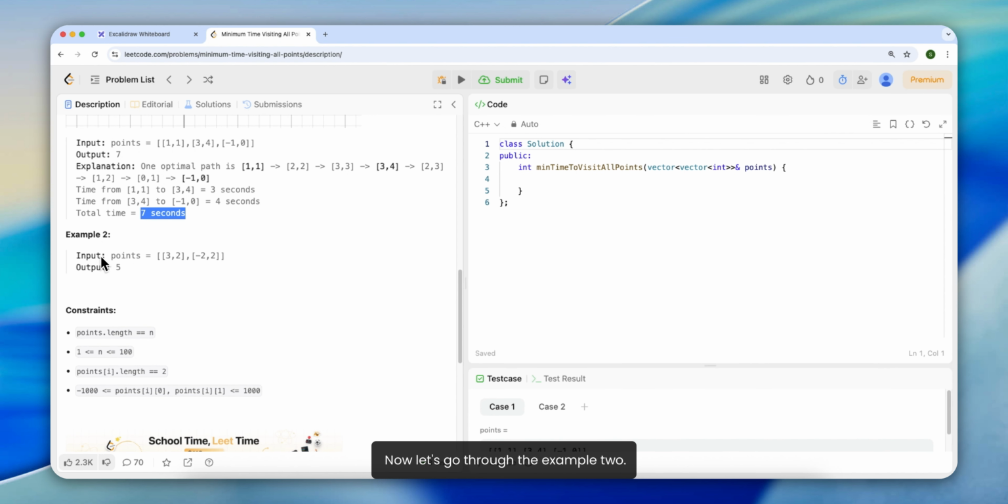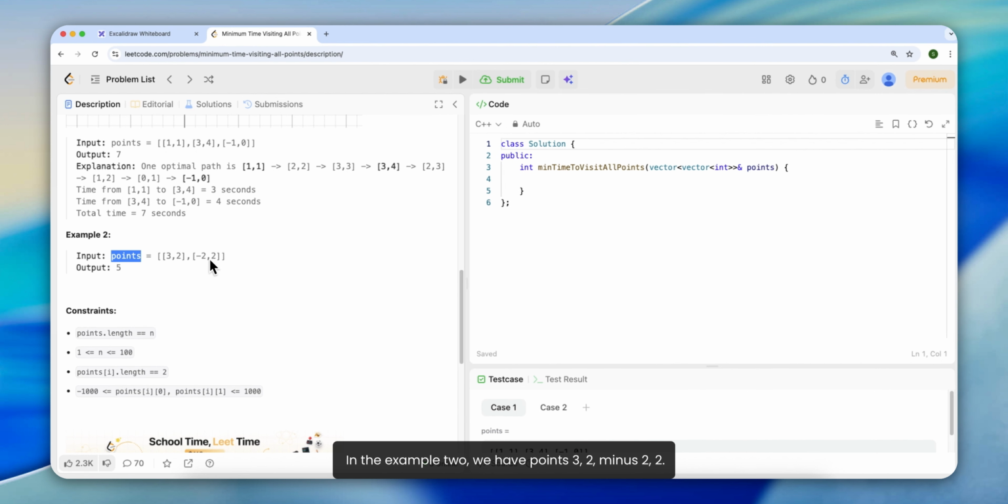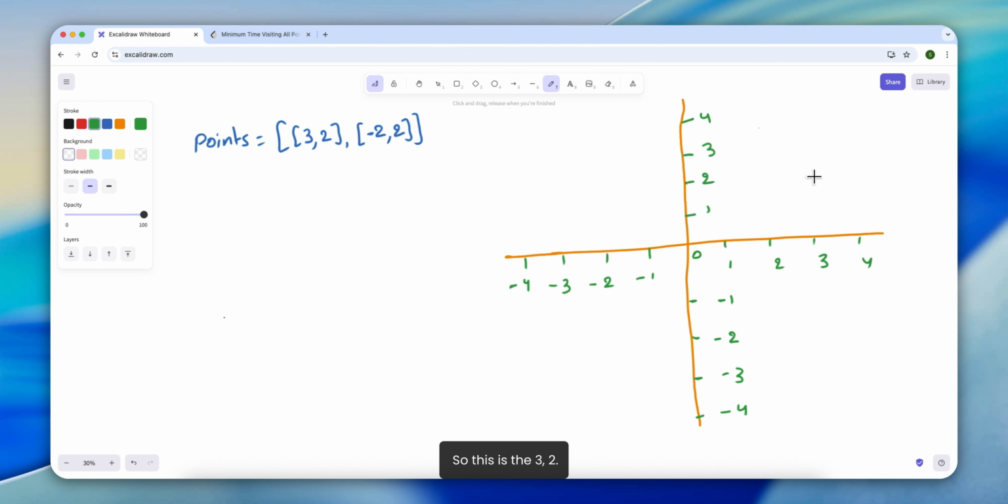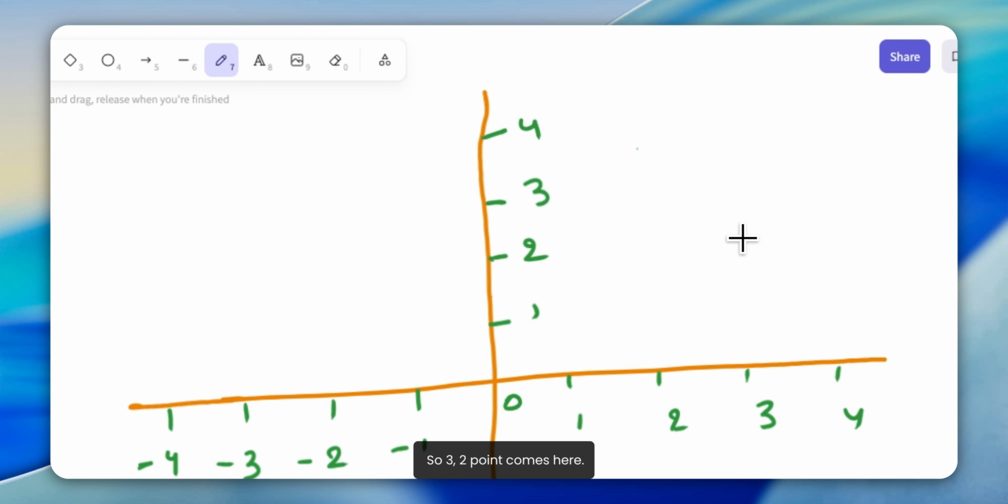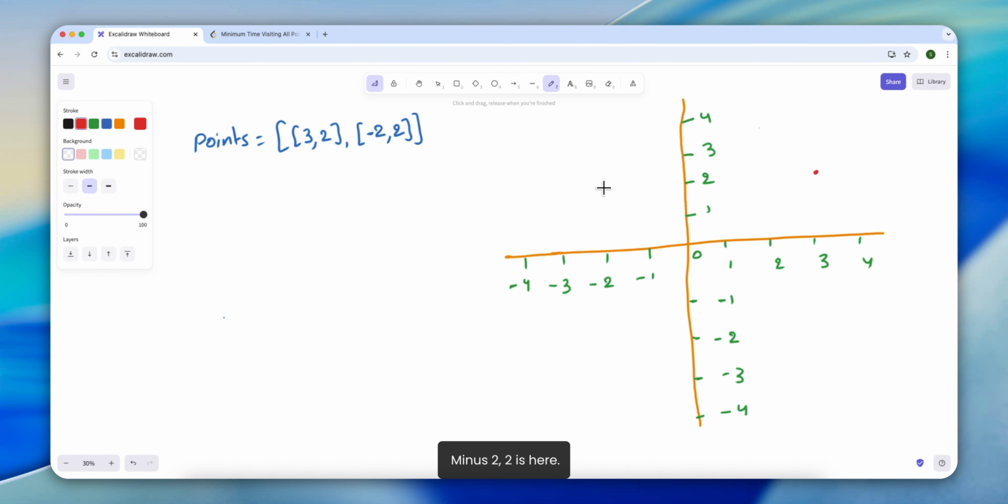Now let's go through example 2. In example 2, we have points [3,2], [-2,2]. Let's represent the same thing in the 2D plane. So this is [3,2]. The [3,2] point comes here, and then [-2,2] is here.